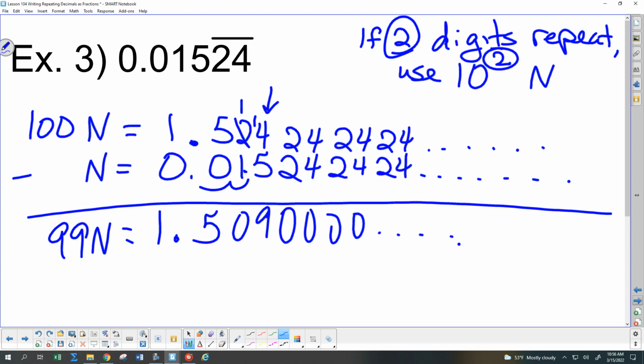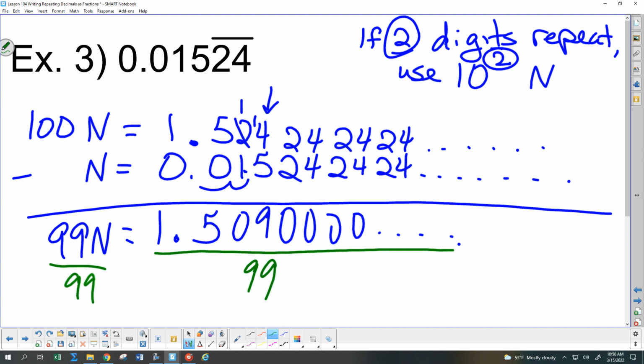So a couple things that I still need to do. If I want just what is my number as a fraction, instead of 99n, I am now going to divide both sides by 99. And all of these extra dot, dot, dots out here really don't make any difference, do they? And neither do all of these zeros out to here.